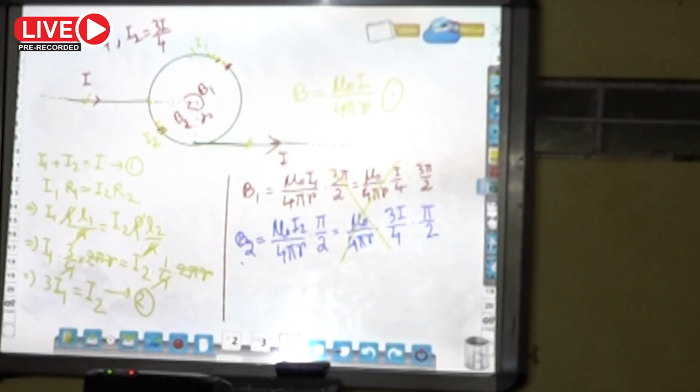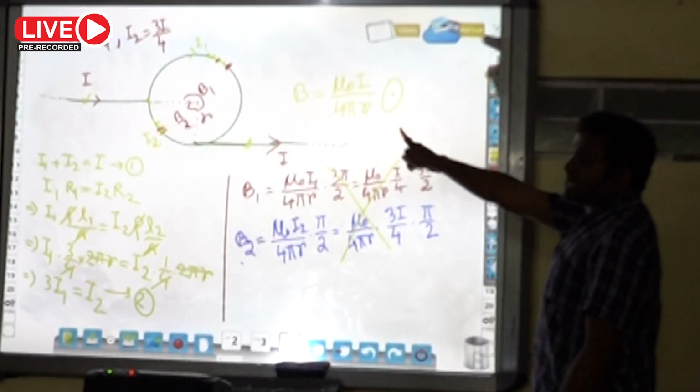Whenever this type of situation comes, a parallel combination, whatever it may be, immediately consider that the entire loop cannot produce any field. So the net contribution will be 0. The first part will be 0 because it is on the line, and only the last part contributes to the magnetic field. Magnetic field will be mu naught I by 4 pi r.